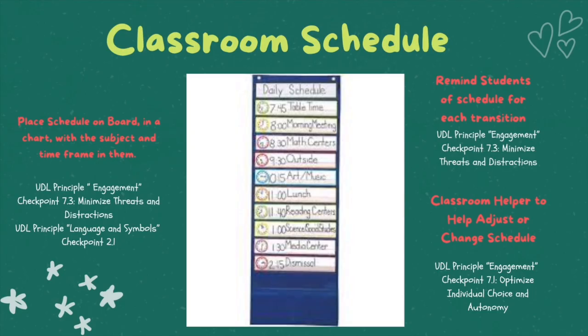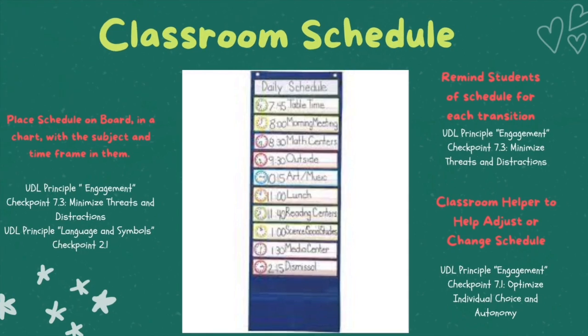So we said a schedule like this would be ideal, where it has a time, the subject area, and then pictures beneath it, illustrating more of what that means. So like a plus or minus symbol, or an apple for lunch. So this will be put on the board with the subject and the time frame. It reminds students to transition in between subject areas.